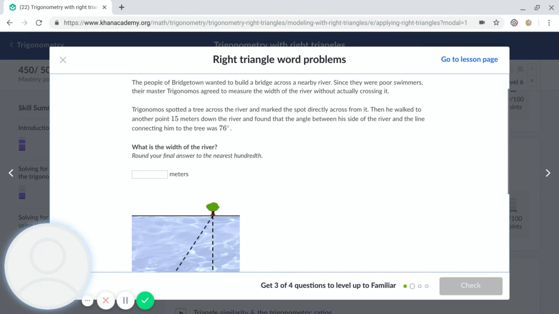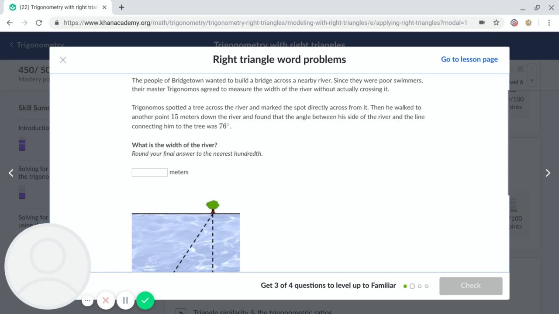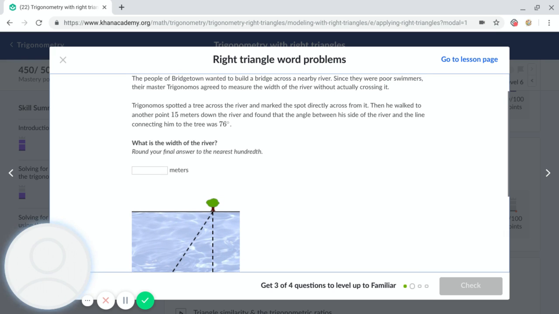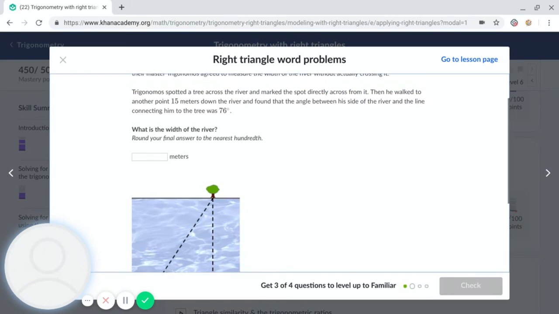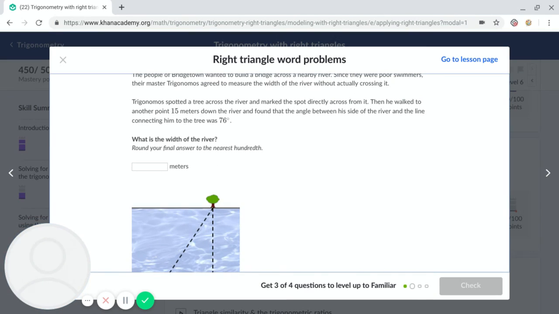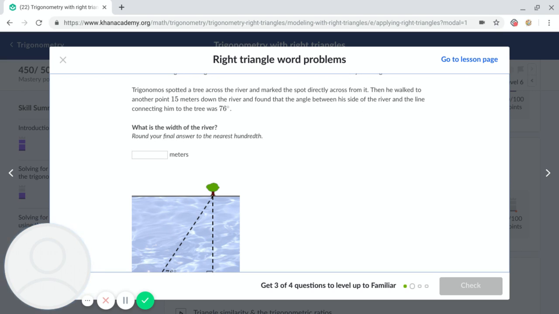Since they were poor swimmers, their master, Trigonomos, agreed to measure the width of the river without actually crossing it. Trigonomos spotted a tree across the river and marked the spot directly across from it. He then walked to another point, 15 meters down the river, and found that the angle between his side of the river and the line connecting him to the tree was 76 degrees. What is the width of the river?